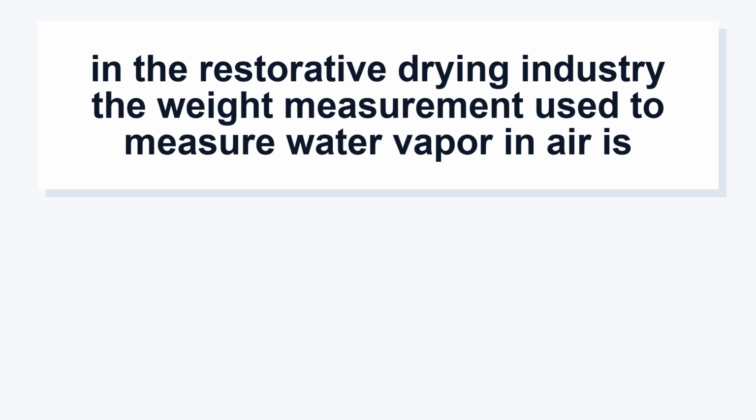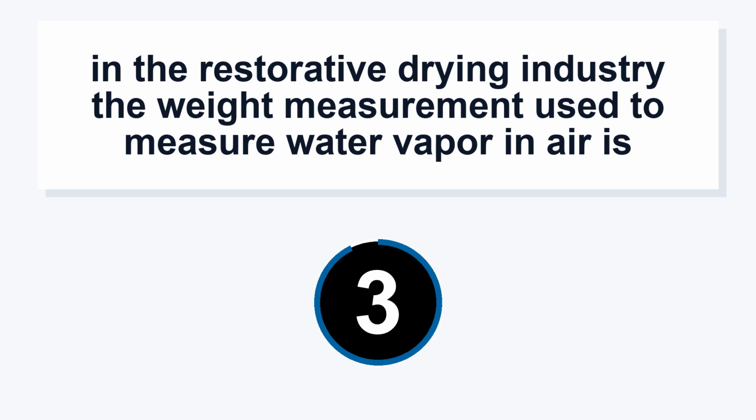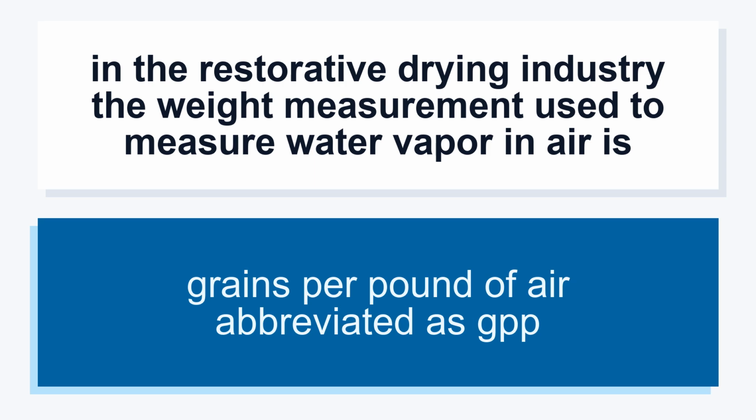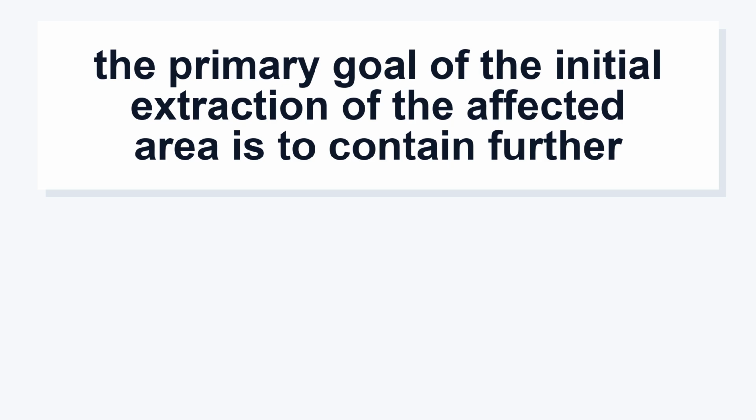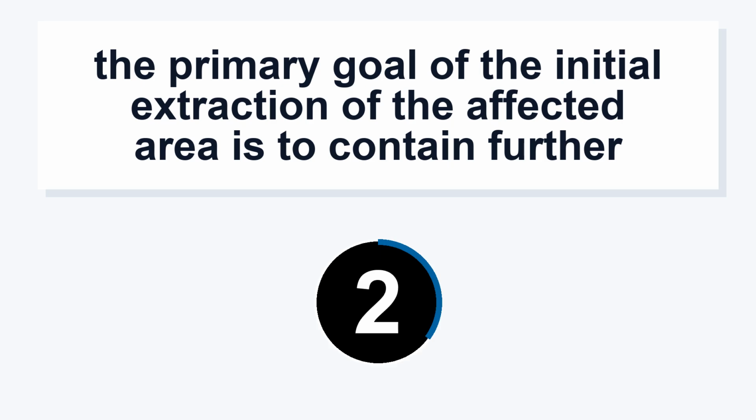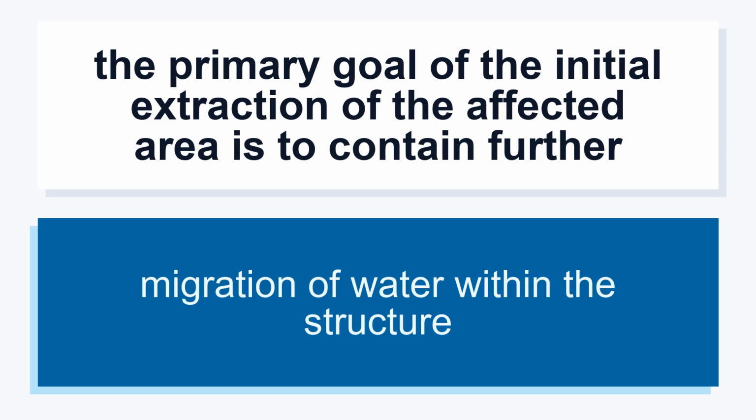In the restorative drying industry, the weight measurement used to measure water vapor in air is grains per pound of air, abbreviated as GPP. The primary goal of the initial extraction of the affected area is to contain further migration of water within the structure.